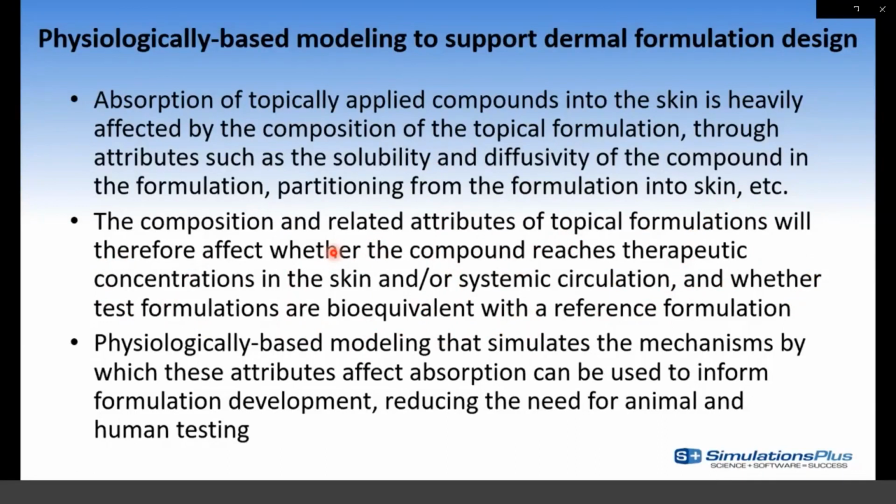Physiologically based modeling that simulates the mechanisms by which these attributes affect absorption can be used to inform the formulation development by modeling the effect of these attributes, therefore reducing the need for animal and human testing.